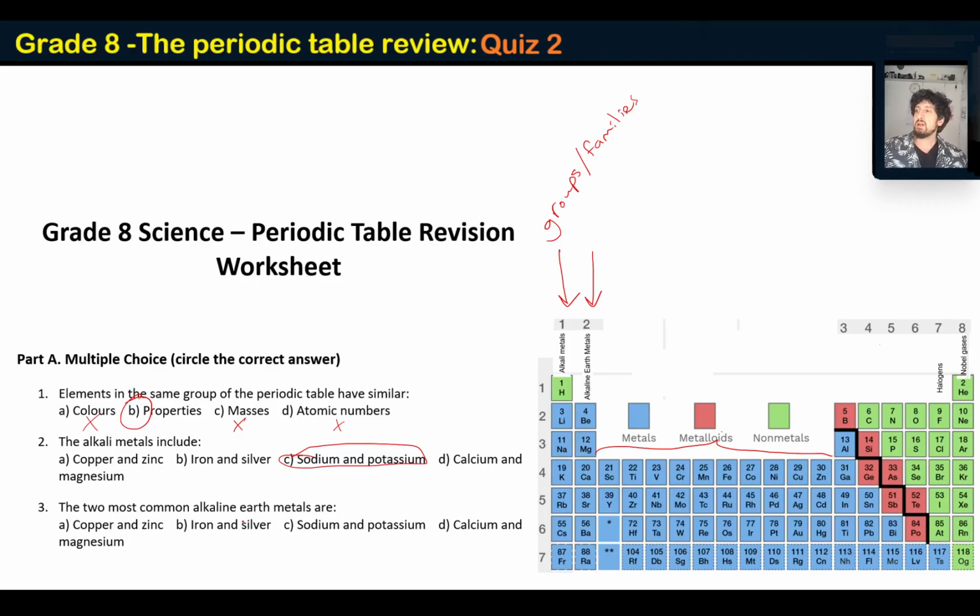The 2 most common alkaline earth metals are, well, now this question might come across as a bit confusing, because you might be saying, well, I don't know which ones are most common and which ones are not. So the way to answer these questions is look at the options, see what the options tell you. I mean, the first option says copper and zinc. These aren't even alkaline earth metals. They are transition metals. Same as those ones. These are alkali metals, so there's not even alkaline earth metals. So the only option left is calcium and magnesium. And guess what? They are alkaline earth metals, and they are the most common. So the answer is D for that one.